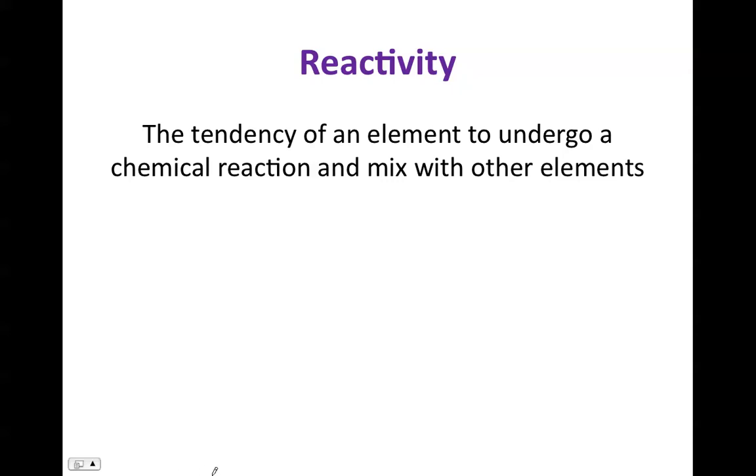Reactivity is defined by the tendency of an element to undergo a chemical reaction and mix with other elements. So then I gave you some space to brainstorm. What may cause an element to be more reactive than another element? One of those things is low ionization energy. So it means that it is going to easily lose valence electrons.